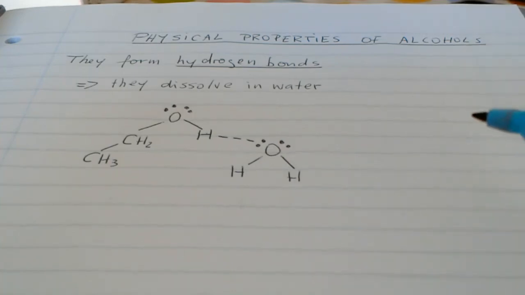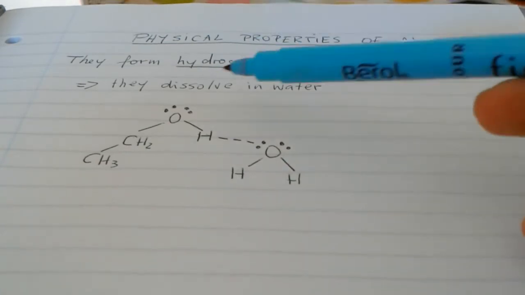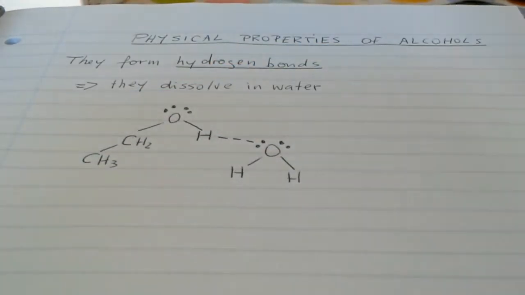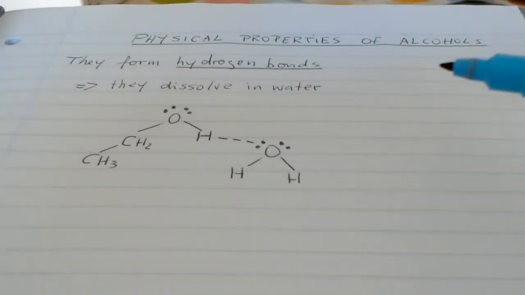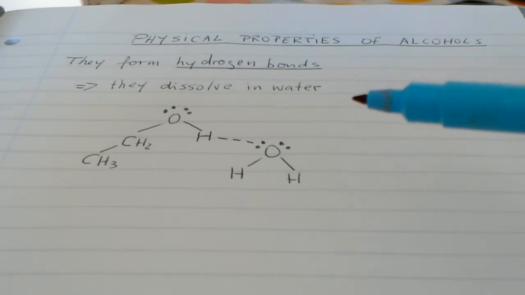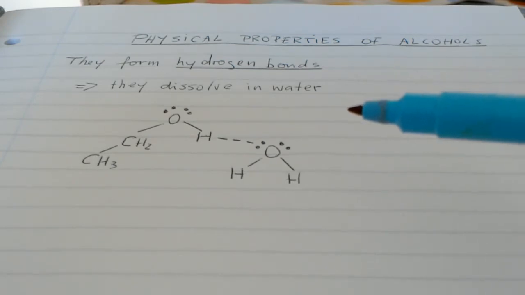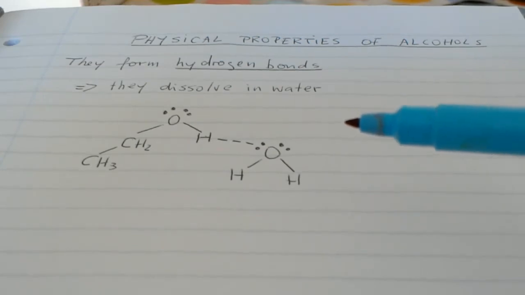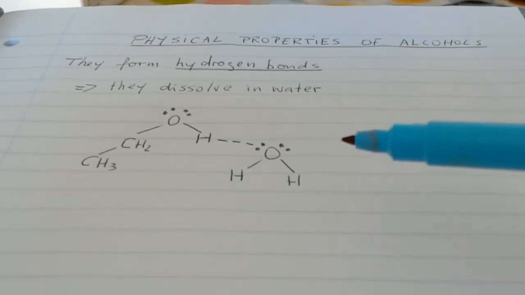Okay, so we're looking at physical properties of alcohols. So we have here a molecule of ethanol and a molecule of water. So what are they doing? They are forming hydrogen bonds between them. Okay, so one of the main features of alcohols, one of the main properties, characteristics, is that they can form hydrogen bonds.